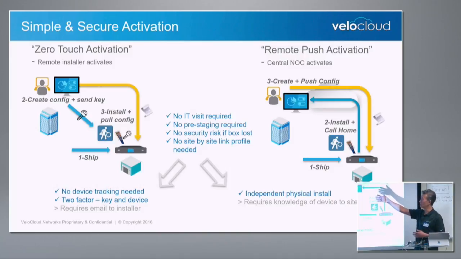On the left-hand side, zero-touch means the remote installer actually activates the device. Quickly, how that works is we ship a plain vanilla box, and it goes onto the site. In step number 2, the administrator creates a logical configuration for that site and emails the key to that installer. In step 3, the installer plugs in the power and the cables, and puts in that email key by browsing into the Wi-Fi in the box. It then knows which enterprise this box belongs to and which profile within the enterprise, pulls down the configuration, and becomes activated.